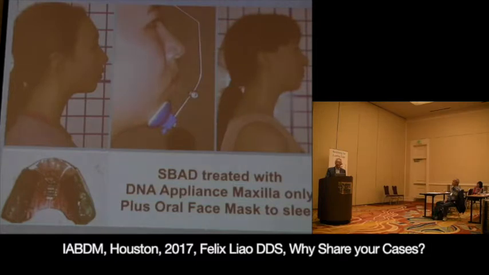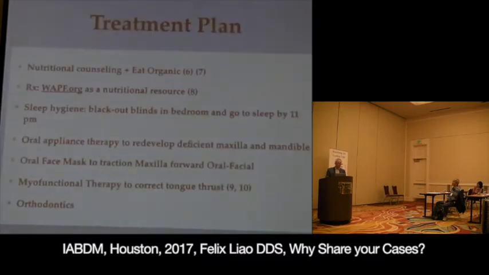Okay? So you're speaking not only to your professional audience, you're also speaking to the lay public out there. So keep that in mind. So what is the treatment plan?